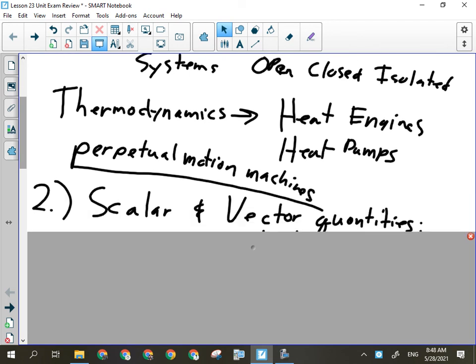Then we talked about scalar and vector quantities. A vector quantity has two things. What are they? Direction.